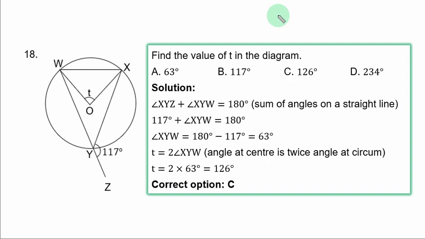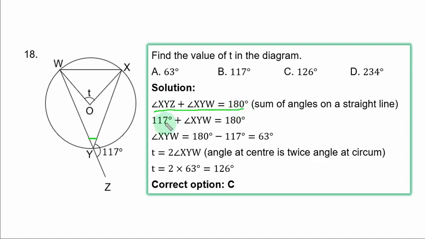Question 18. Find the value of T in the diagram. T is angle at center and is always equal to twice angle at circumference. So we get this angle with the help of angles on a straight line. So you have angle SYZ plus angle SYW is equal to 180 degrees.